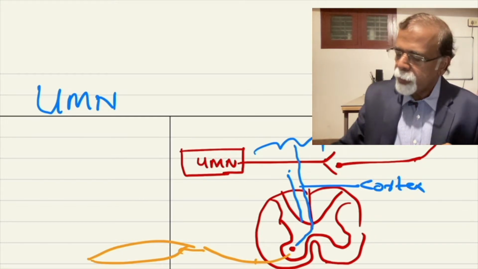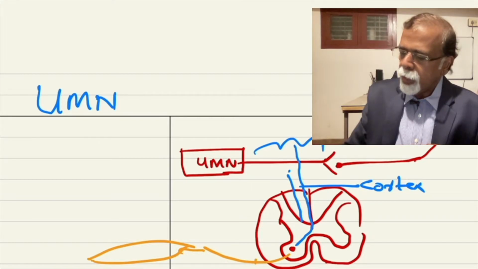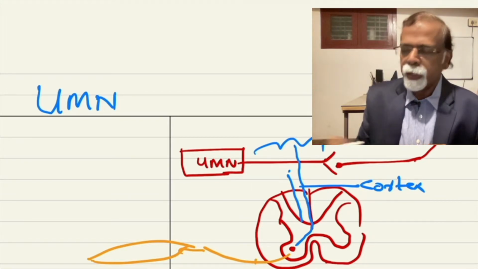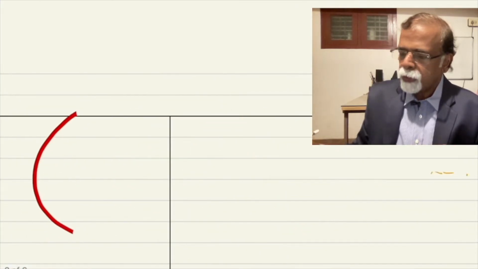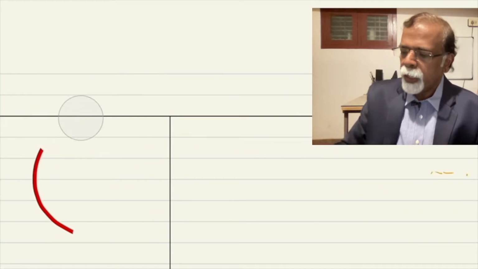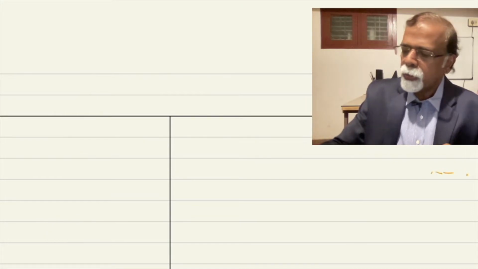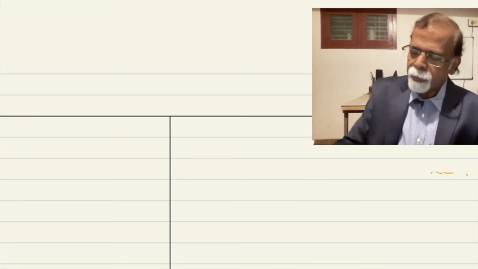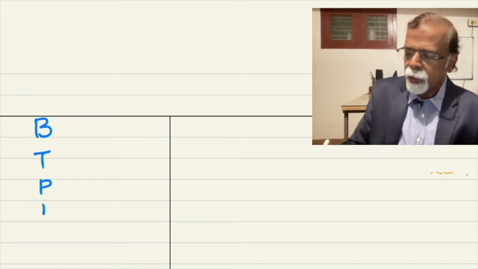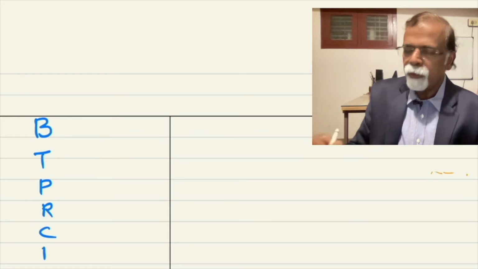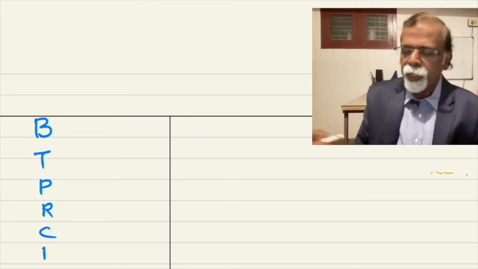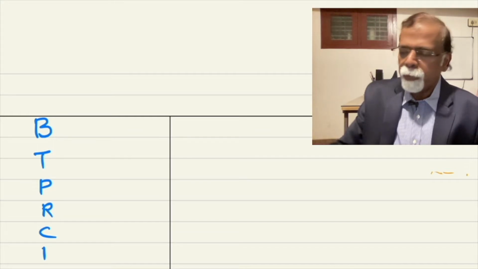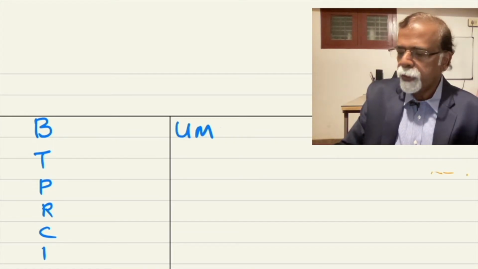So suppose there is a disorder of the upper motor neuron. Let us see what the clinical findings are. We have discussed the classical findings in the lower motor neuron. We examine the motor system by bulk of muscle, tone of muscle, power of muscle, reflexes, coordination, and involuntary movements. This is the routine way we examine. So let us see what findings you get in upper motor neuron lesion and what will be the findings in lower motor neuron lesion.